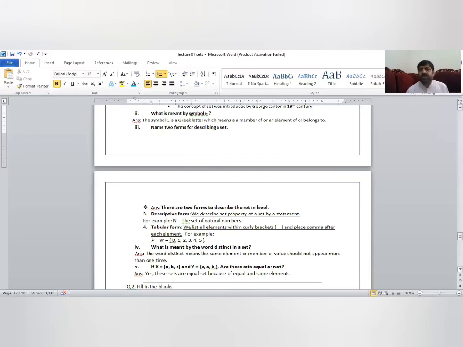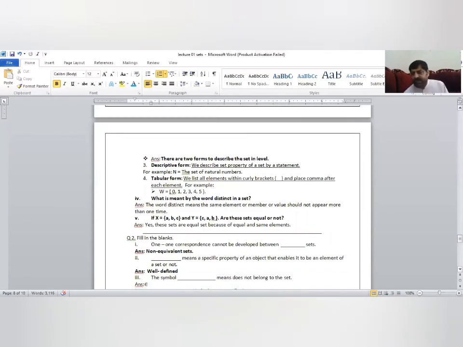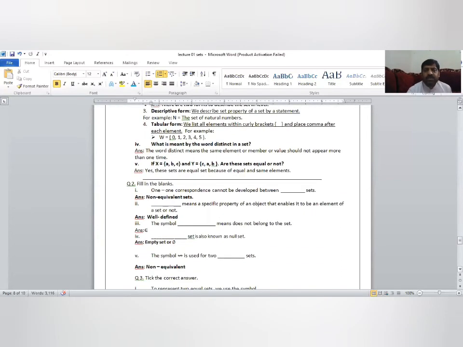After that, we have the tabular form. It has number one, the set name, which is important. Number 2, curly brackets. Number 3, each element is separated by placing a comma. It is called the tabular form. It means there are 2 forms to describe a set at this level. And I have put their definitions in the given lecture here.